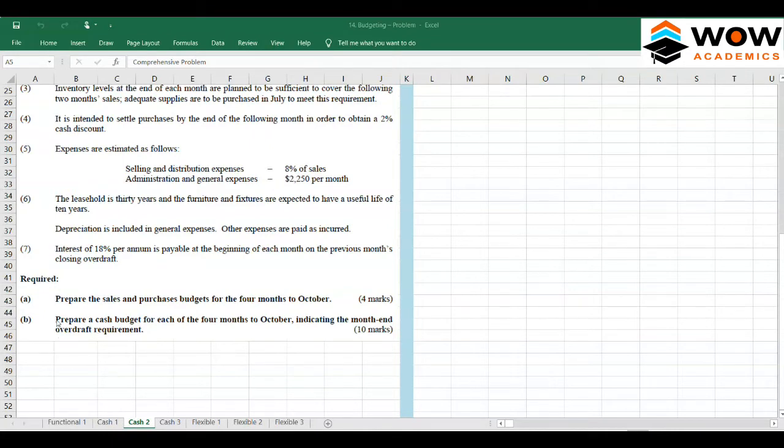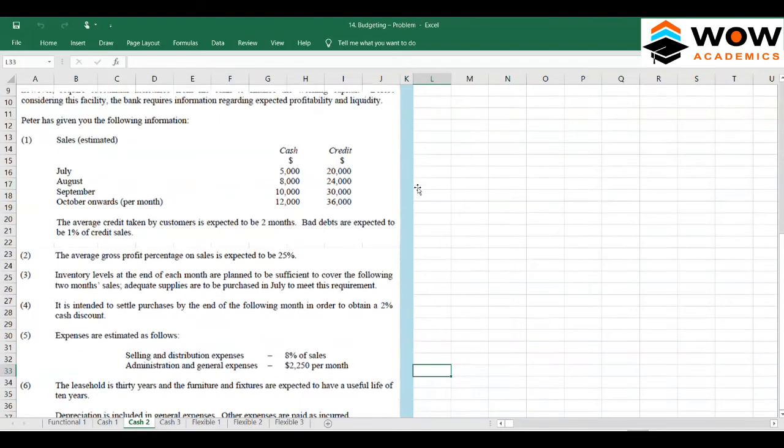So it is: prepare a cash budget for each of the 4 months to October, indicating the month-end overdraft requirement. The question also asks you to prepare the sales and purchase budgets for the 4 months to October. We don't need to work out the sales budget and purchase budget separately. It would be part of the cash budget itself, so we can work it out here. We'll read out the first question.